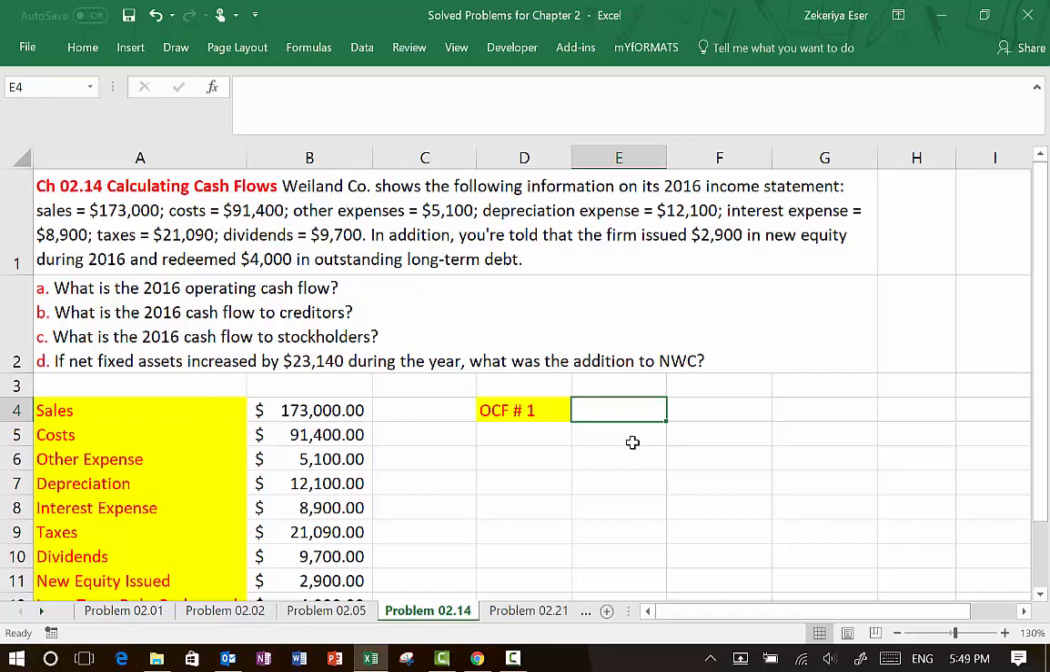We need to find earnings before depreciation and interest expense, which is sales minus cost minus other expense minus the taxes themselves.